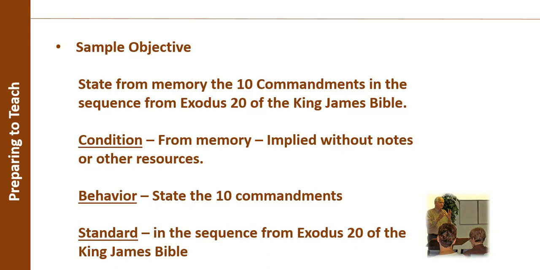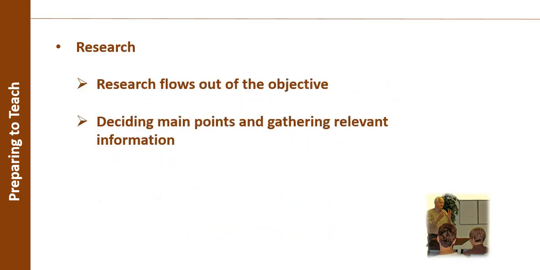Now, after determining the objective, it is time to start developing the support to bring the student to the objective. The first step is researching to gather information to support the class. Researching the topic flows out of the objective. Researching involves deciding on the main points of the lesson and gathering information and material to support the main points.